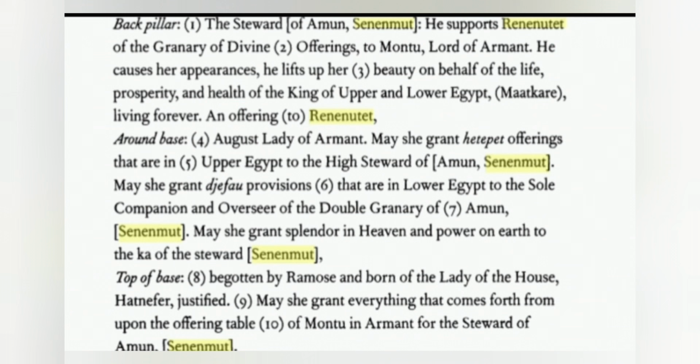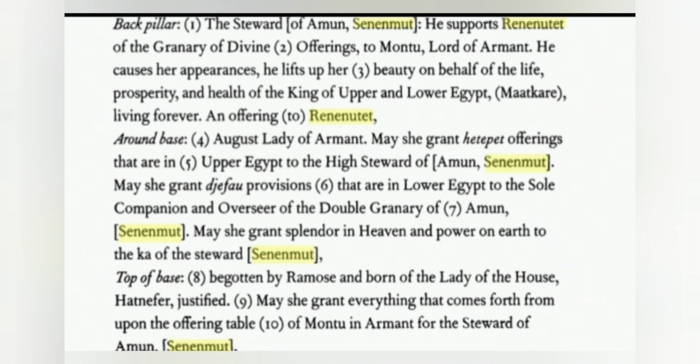So let's skip down here to where it says, on around the base, section 5, may she grant the provisions that are in Lower Egypt to the sole companion and overseer of the double granary of Amun, Senemnut. So she's making provisions for Senemnut that are in Egypt and everything, and taking care of him. And we know that this has got to be the beginning of Senemnut's life, because he spent a lot of his life in Egypt.